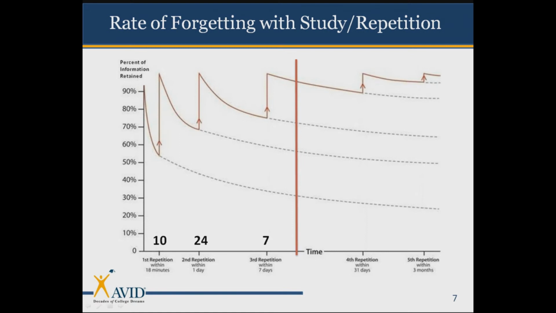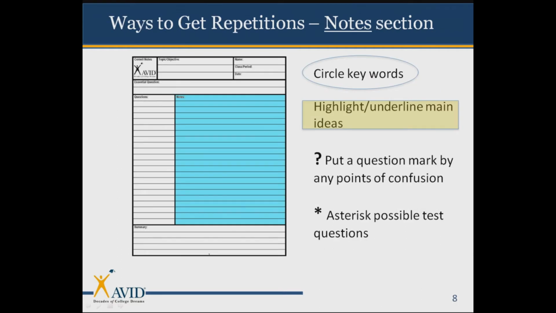All right, so you've convinced me multiple repetitions are important. What does that have to do with Cornell notes? I'm glad you asked. Let's look at how using the steps of the Cornell note-taking process forces us to get multiple repetitions of information and keep our retention level high.